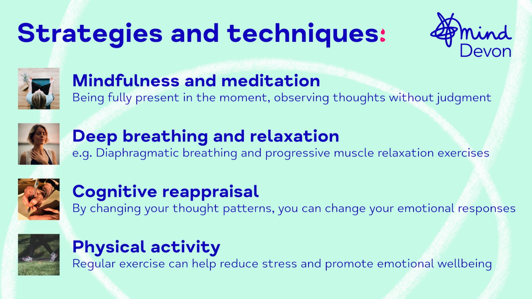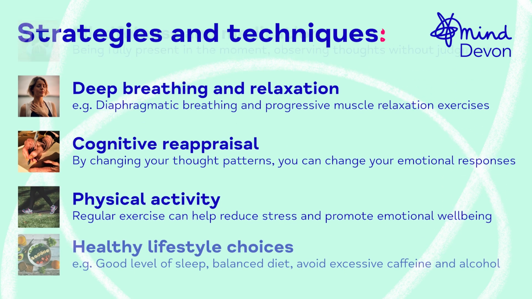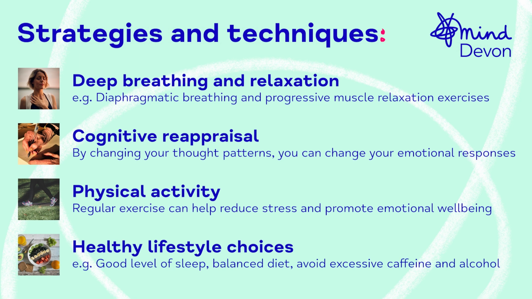Physical activity. Regular exercise releases endorphins, which are natural mood lifters. Engaging in physical activity can help reduce stress and promote emotional well-being. Healthy lifestyle choices. Prioritize sleep, maintain a balanced diet, and avoid excessive caffeine, alcohol, and substance use. A healthy lifestyle supports emotional stability.